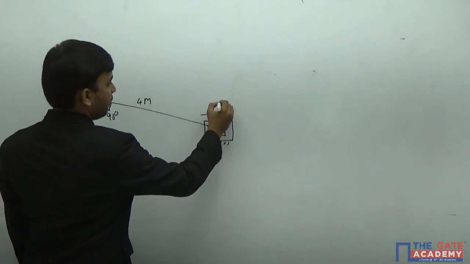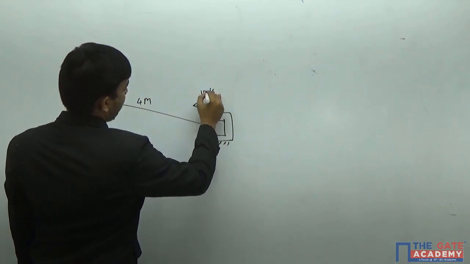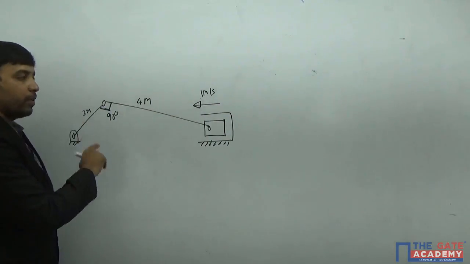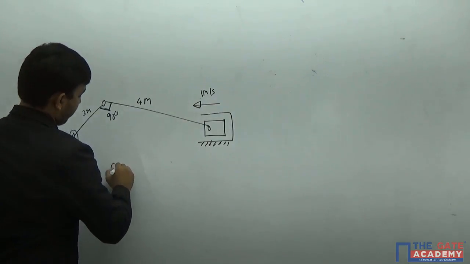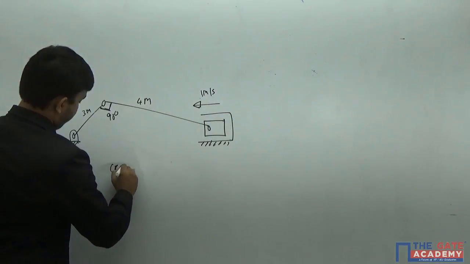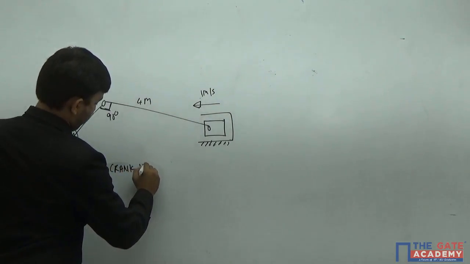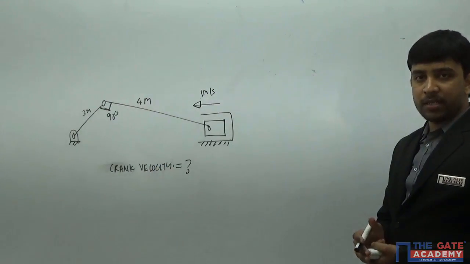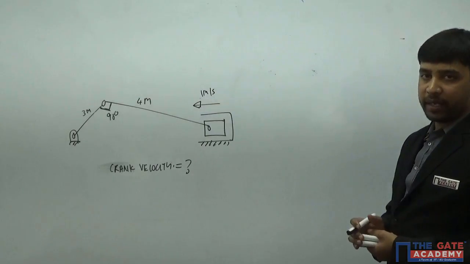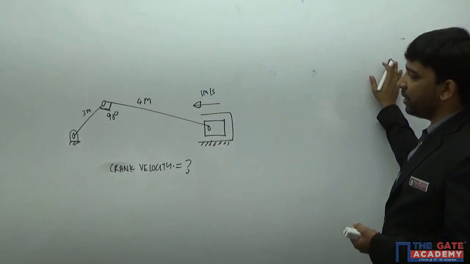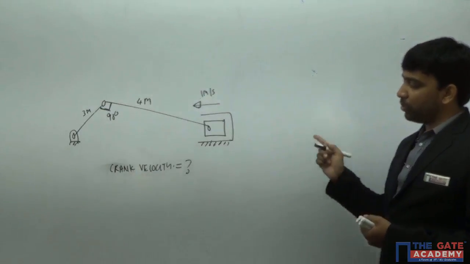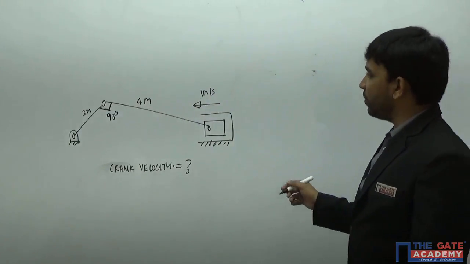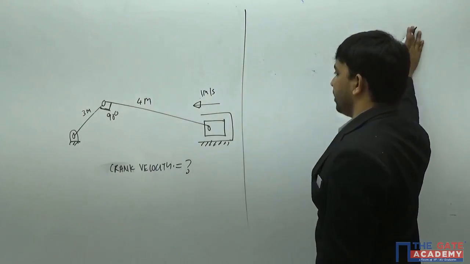At this instant, the velocity of the slider is 1 meter per second, and the question is: what will be the angular velocity of the crank? They gave the configuration. Generally, we do velocity analysis at an instant, and the instant is this one, when the crank is perpendicular to the connecting rod. The crank is 3 meters, the connecting rod is 4 meters, the slider velocity is 1 meter per second, and they ask for the angular velocity of the crank.